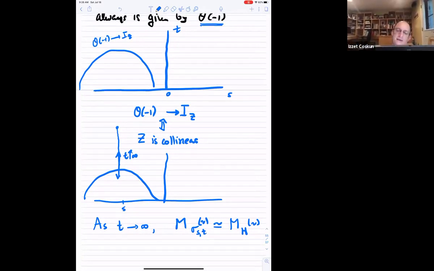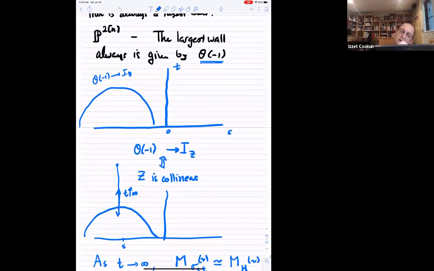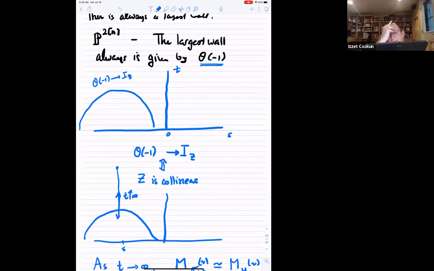Now, if we go back to the Hilbert scheme of points on P2, I'm claiming that the largest wall is always given by O of -1. That means that you have I_Z and you have a map from O of -1 to I_Z that's non-zero, right? That means that Z is collinear, and I claim that we've seen this before.